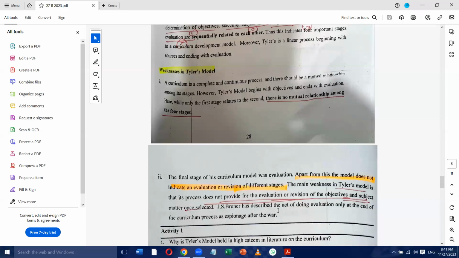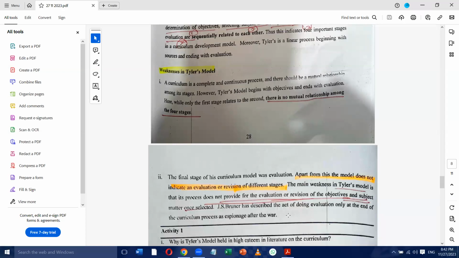J.S. Bruner has described the act of doing evaluation only at the end of the curricular process as espionage after the war. That means Bruner says that it is something like once the war is over, whether you lost or you won, after that you send your spy to study the situation.